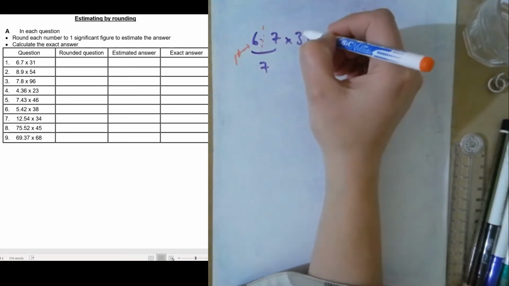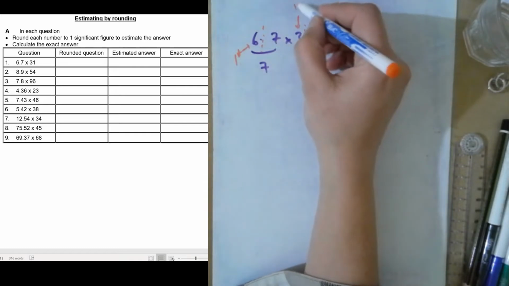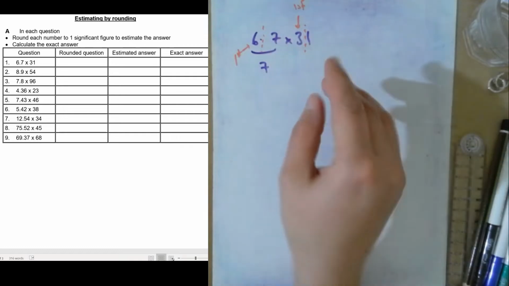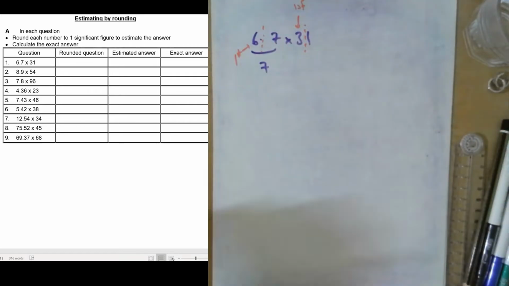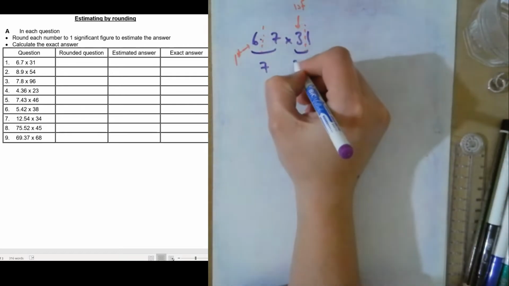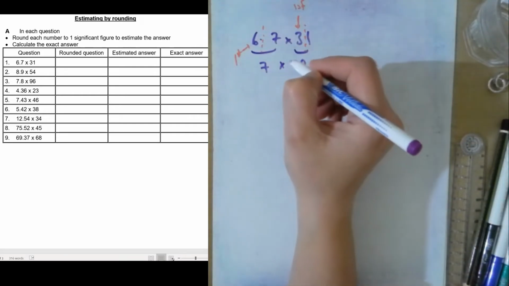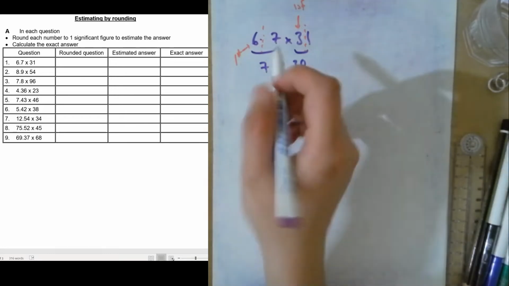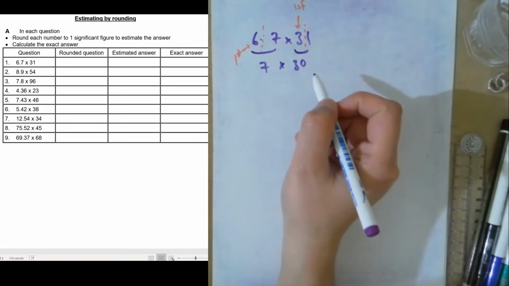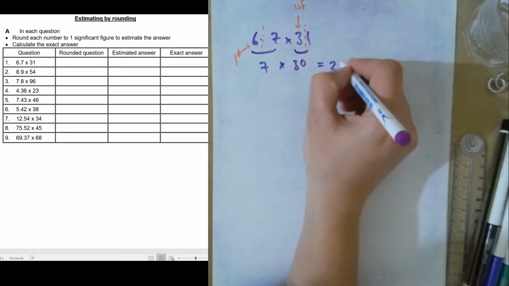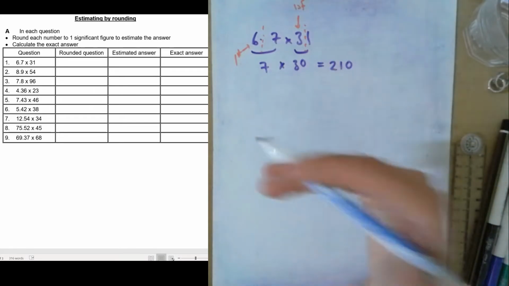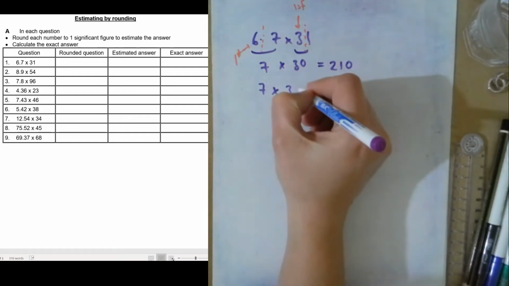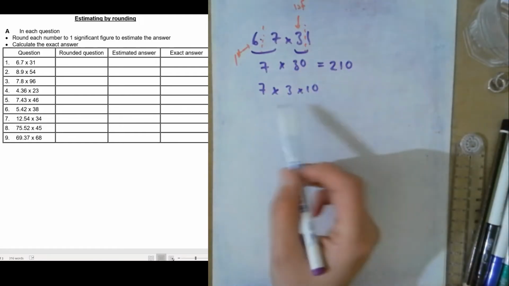And you do the same thing with 31. I would say, well, that's my first significant figure because it's my first non-zero. Is the 1 going to make the 3 go up or just stay the same? It's going to stay the same, so it would be 30. Okay, so then we have 7 times 30. Going off what we were doing last lesson, I know what 7 times 3 is, which is 21. And using that fact, I would then just multiply that by 10 because it's 7 times 3 times 10. That's the way I've mentally done it.